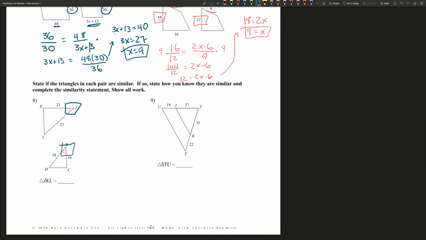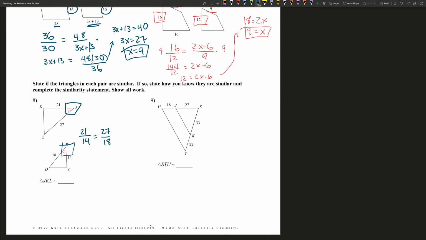And then two sides that are both adjacent to angle B and J. All right, so that means if we flipped these triangles so they were matching, B would be where J is, C would be where K is, and D would be where L is. So 21 would correspond to 14, and 27 would correspond to 18.